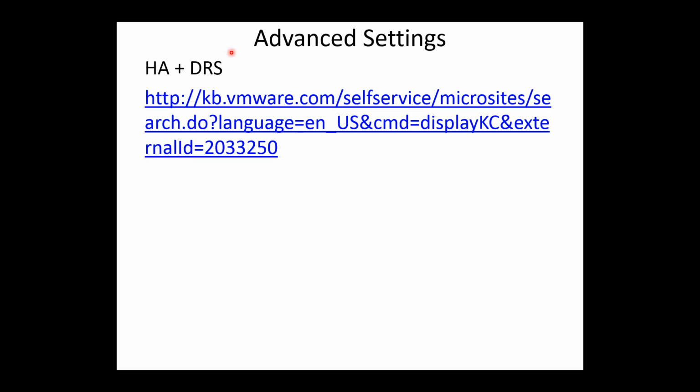All right, so here's a KB that lists about 300 to 400 advanced settings related to HA and DRS. Most of these you won't use. For anyone interested, get the last digits here, and then just search VMware KB with this number and you'll be able to find it. This is going to have all of them listed, what they affect and how they affect it.